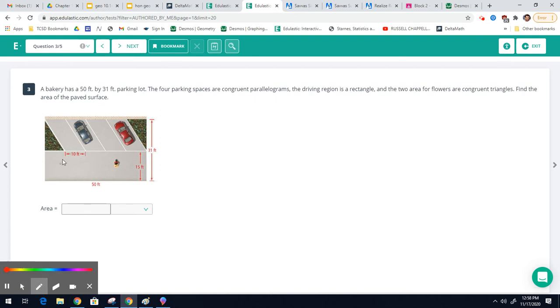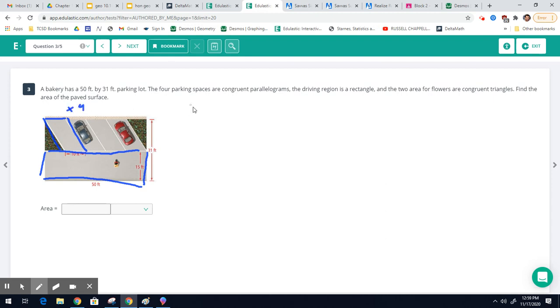So basically what we have to do is find the area of this rectangle, and then find the area of one of these parallelograms and times that by 4 because they're congruent parallelograms. Well, let's do the area of the rectangle. So area of the rectangle is base times height. This is your base, 15 is your height. So 50 times 15, when you multiply that out, that's 750. Okay, and that would be feet squared.